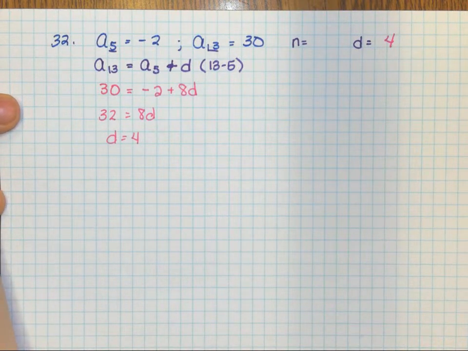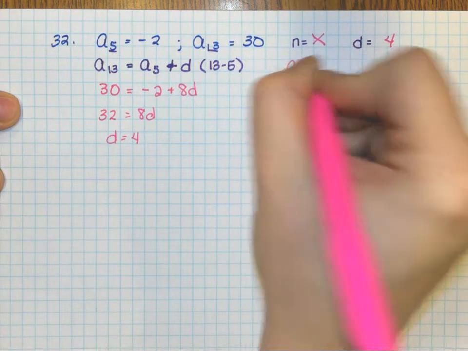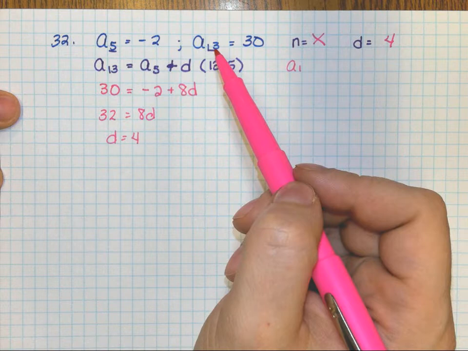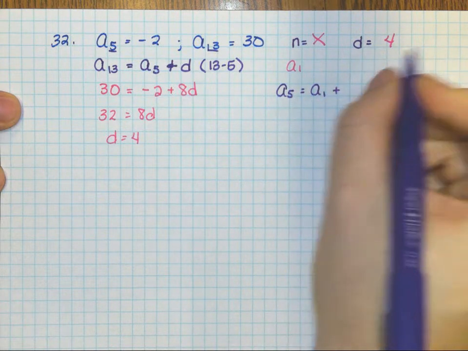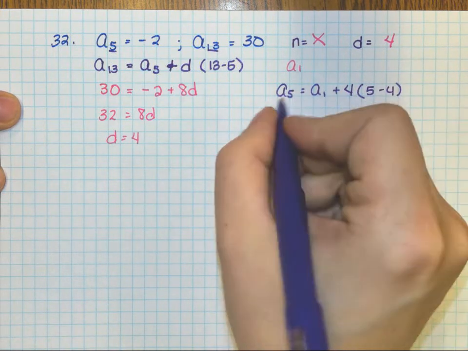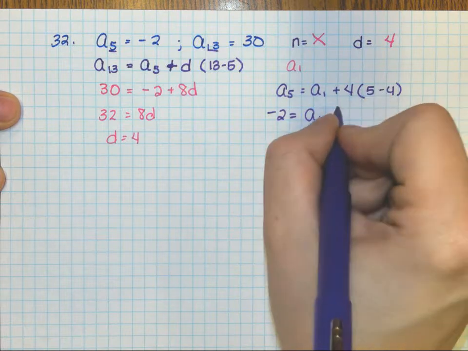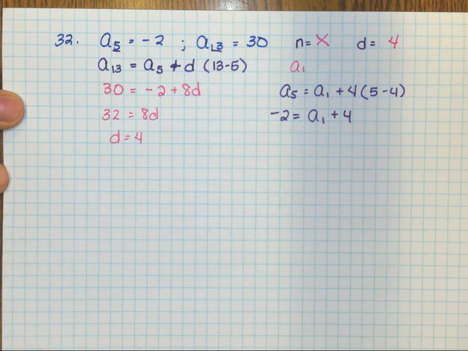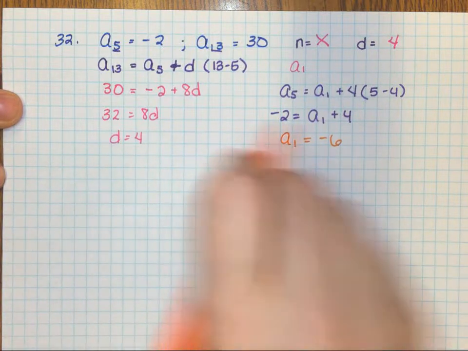So hey, that's one more piece I needed. Now the last piece I need is the number of terms. Okay, do I need the number of terms? No, it just says first term, common difference, we don't need this guy. Okay, so I do need the first term though. So I don't care. Do you want to use the fifth term or the 13th term? The fifth? Okay. So using the fifth term, I'm going to say the fifth term is equal to the first term plus the difference times this number minus this number. So the fifth term was negative 2. 5 minus 4 is 1. 4 times 1 is, well, hey, that's nice. So the first term here is just going to be negative 6.